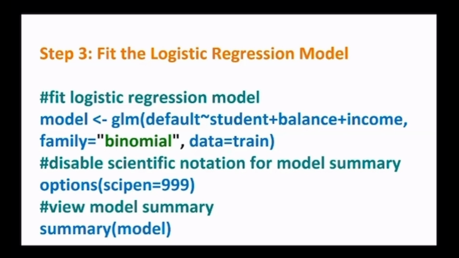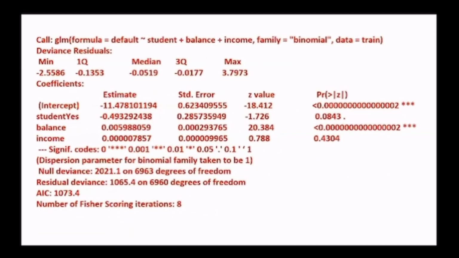Then let's look at the summary. Can you see the summary? If you take a look at this summary, it's telling me that student, whether you are a student or not, and income are not significant. The only one that is significant here is the balance on the account, as regards default. But this is not what we're going to use. This output is based on the training data.